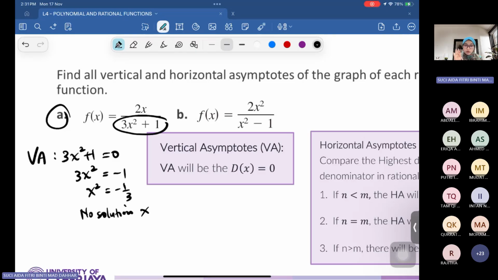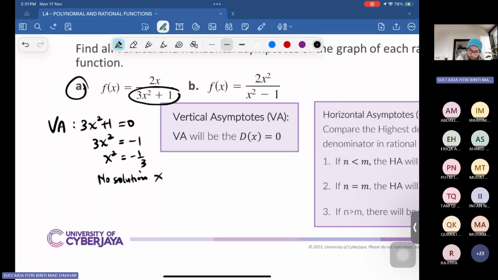When there's no solution for x, that means you do not have vertical asymptote. But you might still have horizontal asymptote. Let's get horizontal asymptote.